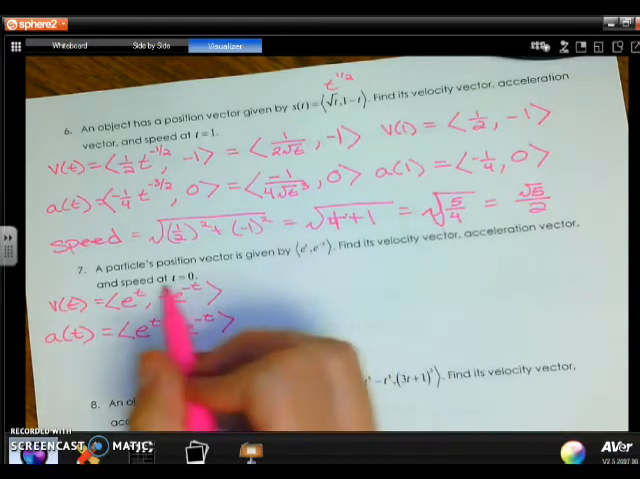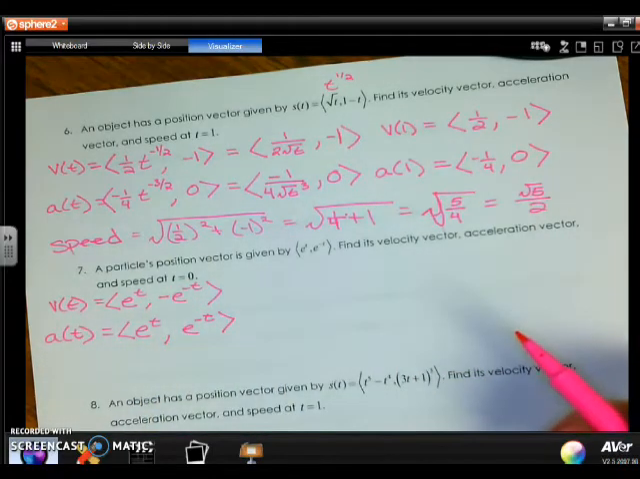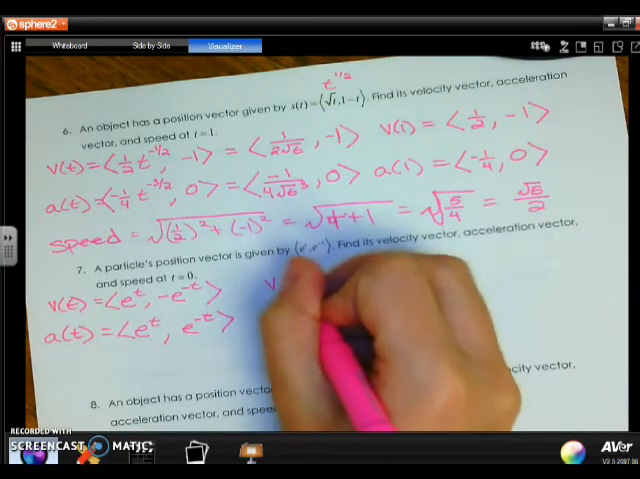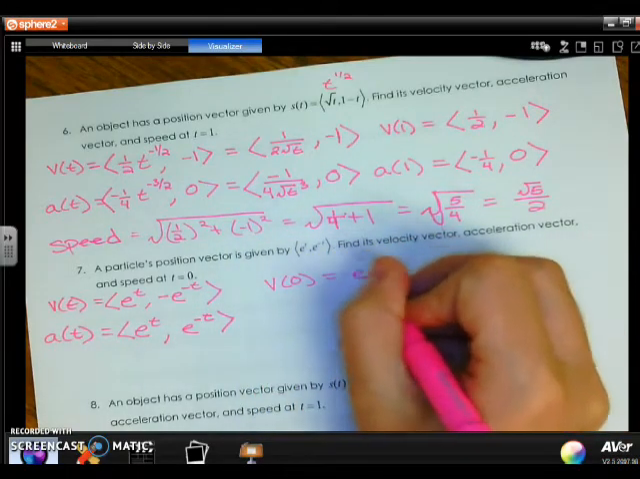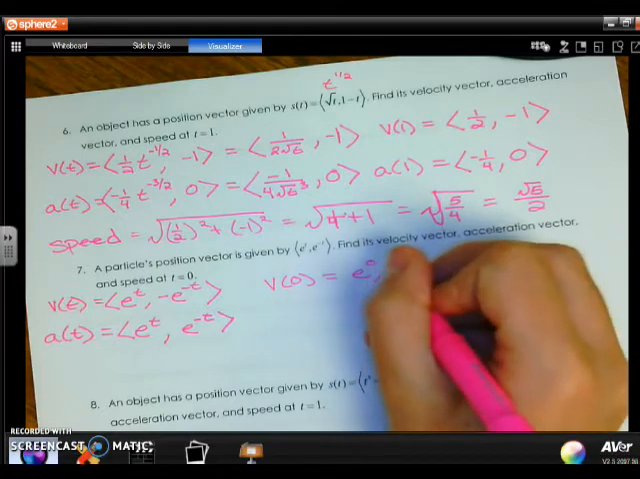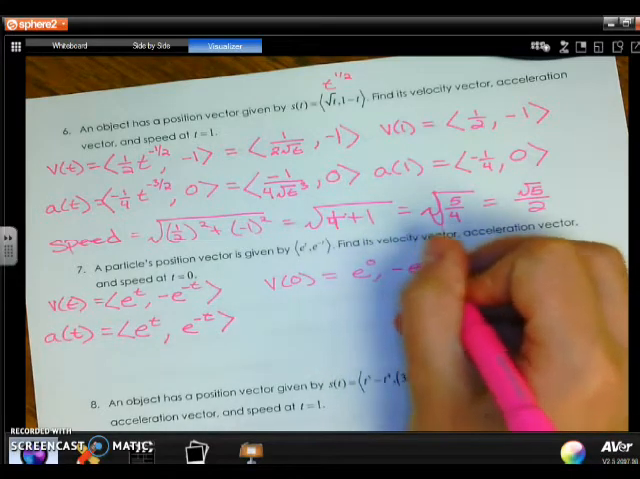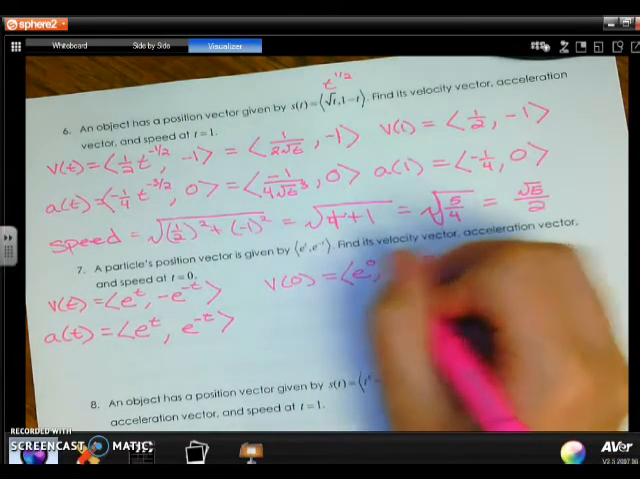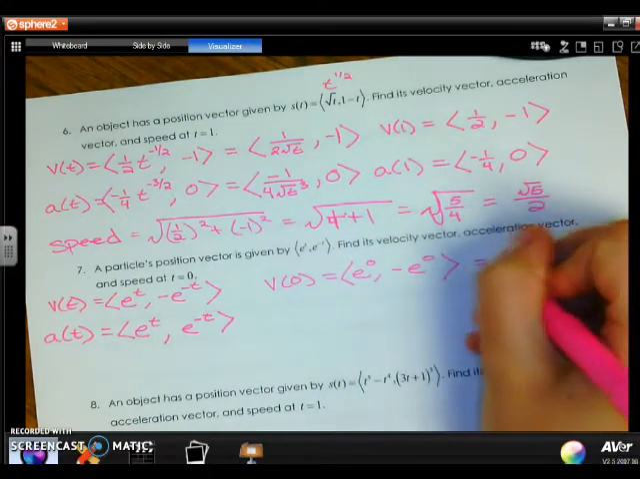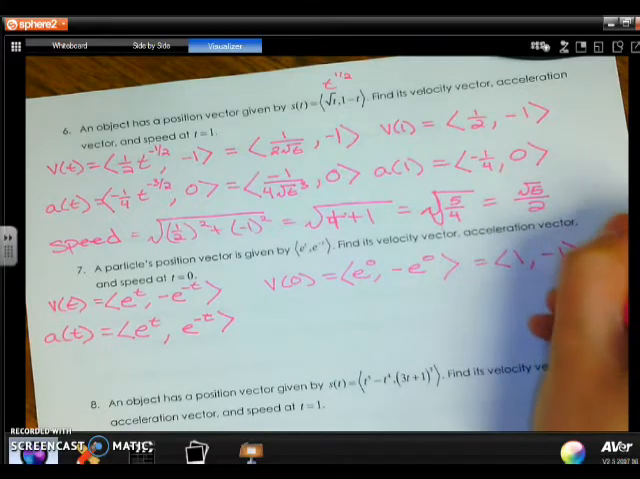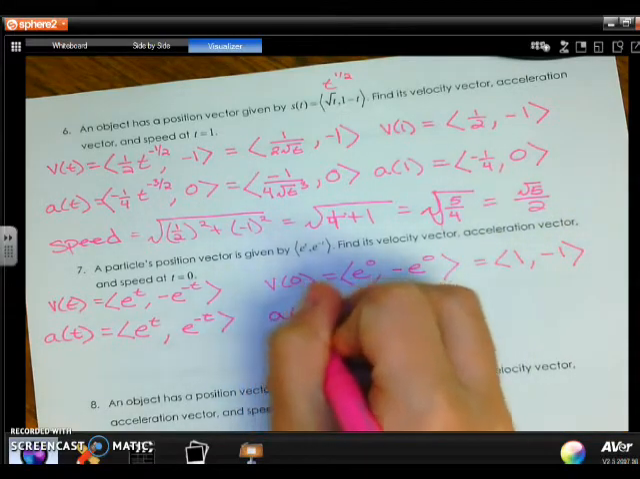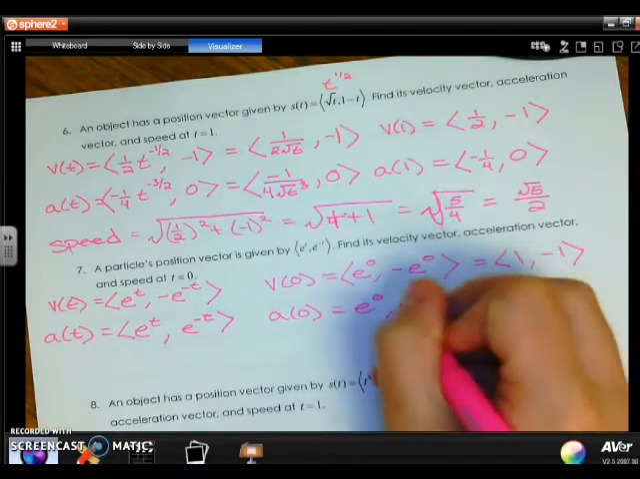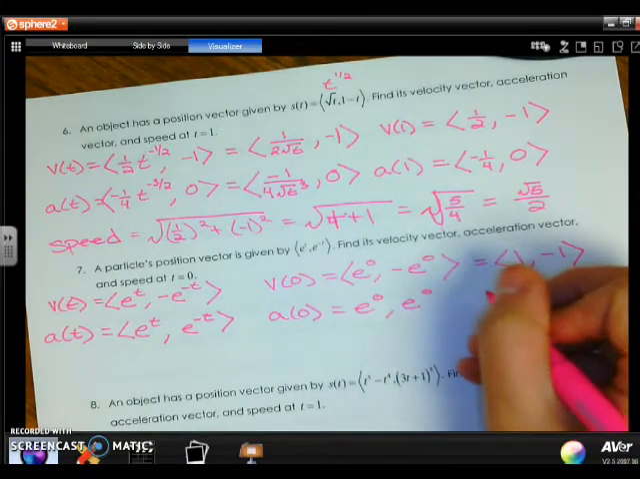Now it's telling me that I have to plug in t equals 0, and I have to do that before I can find the speed. So the velocity at 0, well, that's e to the 0, comma, minus e to the 0. Well, e to the 0 is 1, e to the 0 is 1, so that just makes this 1, comma, negative 1. And my acceleration at 0, I'm just plugging 0 in there. Again, that's e to the 0, comma, e to the 0. Well, that's just 1, 1.